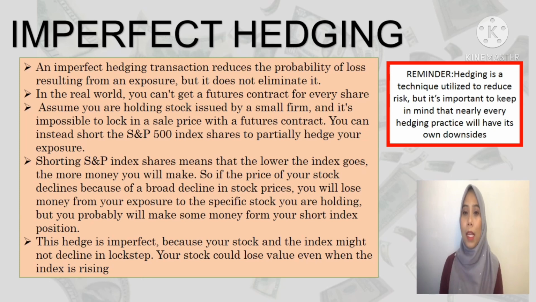Shorting S&P index share means that the lower the index goes, the more money you will make. So if the price of the stock declines because of the broad decline in stock price, you will lose money from your exposure to the specific stock you are holding. But you will probably make some money from your short index position. This hedge is imperfect because your stock and the index might not decline in lockstep. Your stock could lose value even when the index is rising.